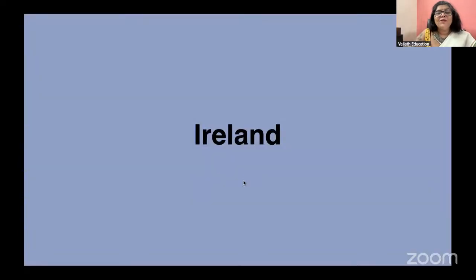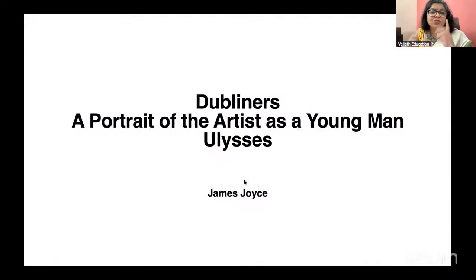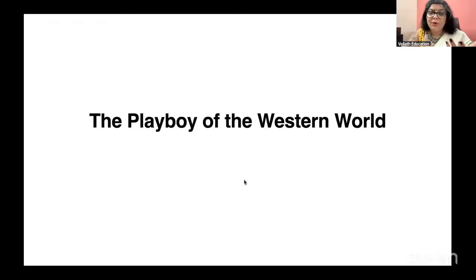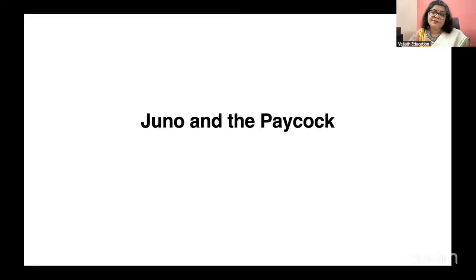Okay? Now we are moving on to Ireland, Irish writers. I am not doing a very in-depth study today. I am only giving you the sure-shot authors. James Joyce, who wrote Dubliners, A Portrait of the Artist and Ulysses. Then, who wrote The Playboy of the Western World? It is J.M. Synge. Who wrote Juno and the Paycock? It is Sean O'Casey. Shadow of a Gunman, Juno and the Paycock, The Plough and the Stars. Okay, these are sure-shot authors.